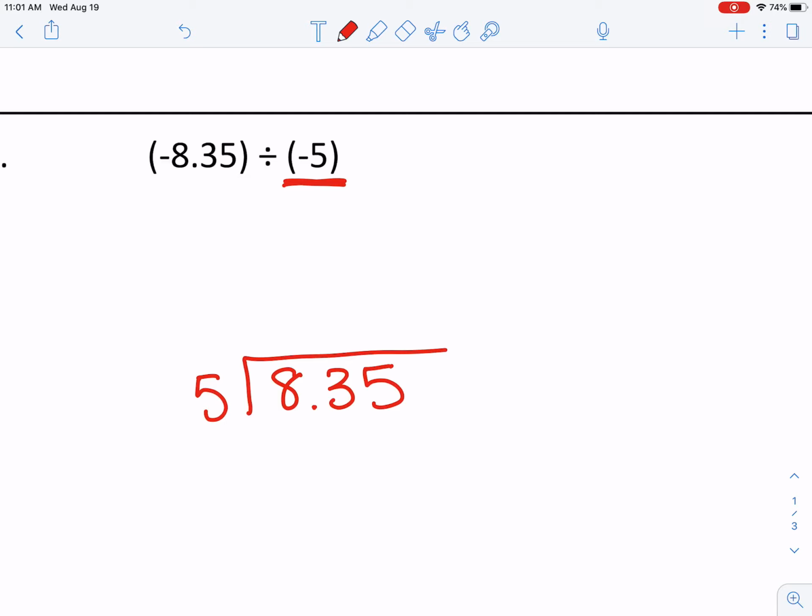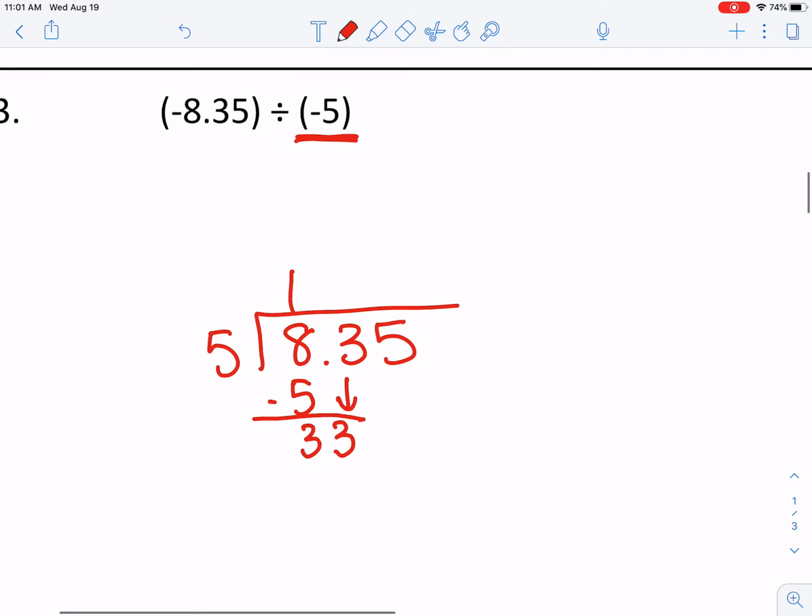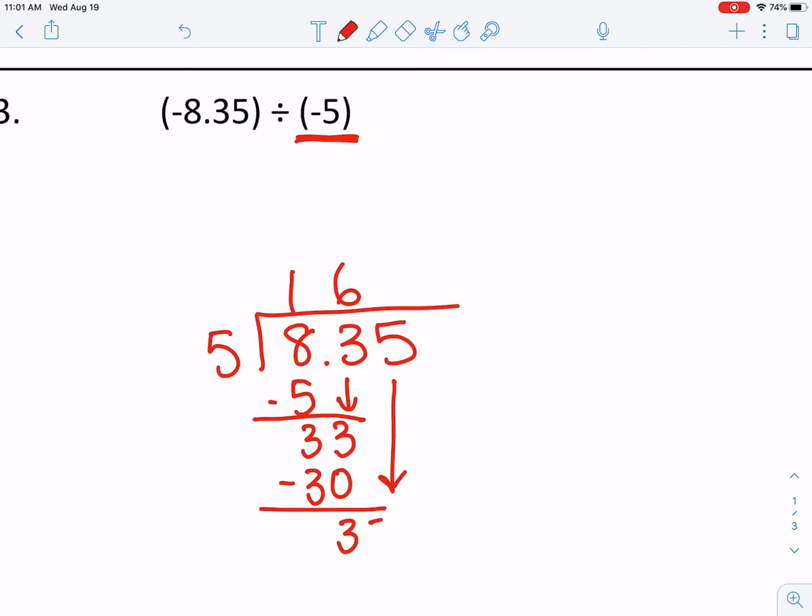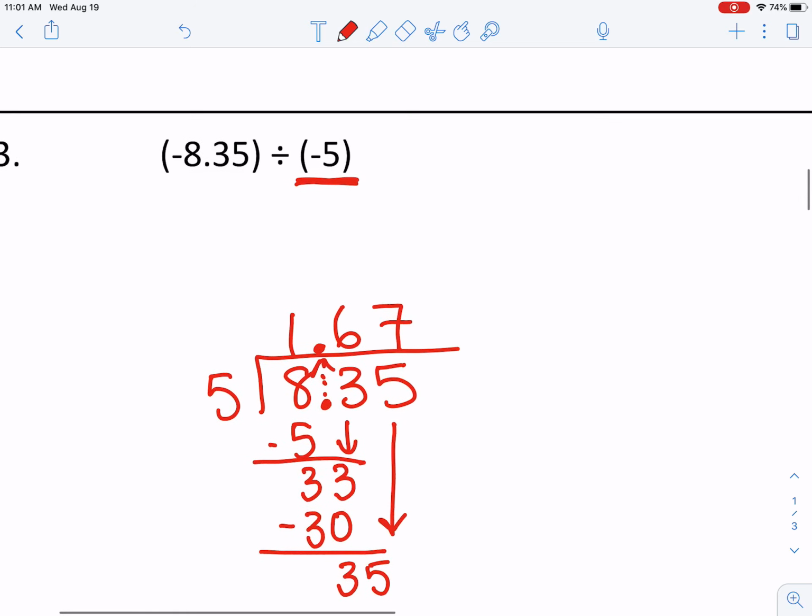So this nicely works out. 5 goes into 8 one time, so I'm going to subtract the 5 from the 8 and bring down the 3. 5 goes into 33 6 times. Just notice that I am putting that 6 right above the 3 so I don't get confused later. 5 times 6 is 30. Subtract it from 33 and get 3. Bring down the 5. 5 goes into 35 exactly 7 times. Roll that decimal point above, in the exact place, and the quotient would be 1.67.